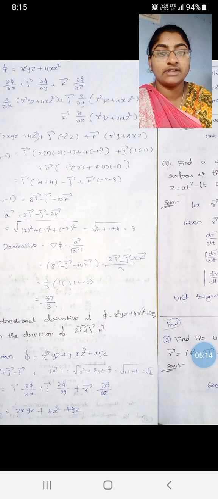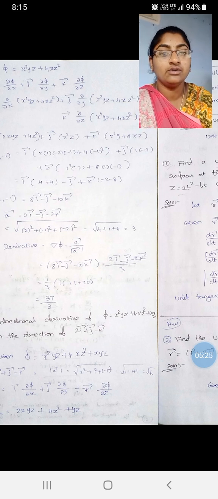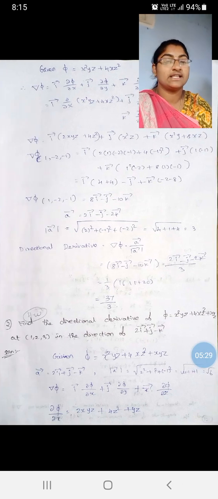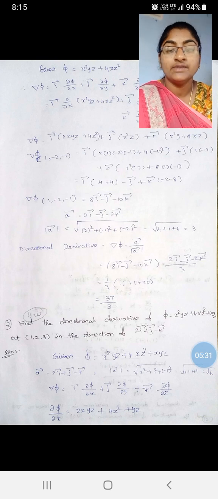Similarly for the k vector, we have to differentiate with respect to z. So z will become 1, so x square y, then z square will become 2z. Already 4 in front of x, so 4 2s are 8, 8xz. Thus we found the value for del pi.